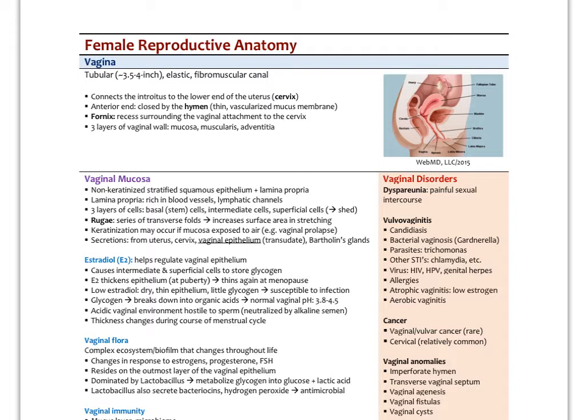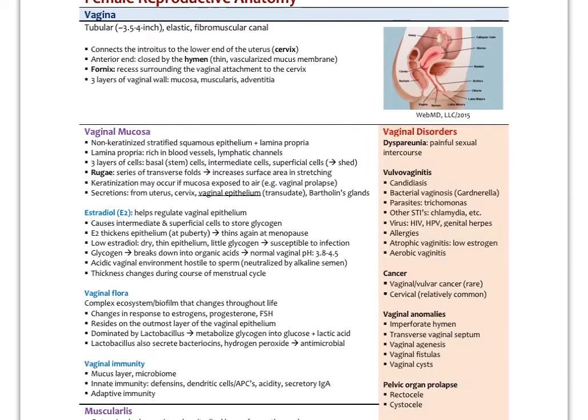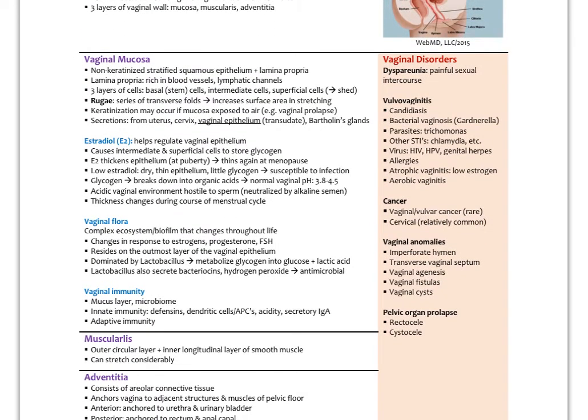And this is a thin, vascularized mucous membrane. And then the fornix is the recess surrounding the vaginal attachment to the cervix. And there's 3 layers to the vaginal wall: the mucosa, the muscularis, and the adventitia. So in some ways similar to the wall of the bowel or the ureters or something like that. So the body follows the same sort of threefold plan when it comes to the structure of these different mucosal tissues.